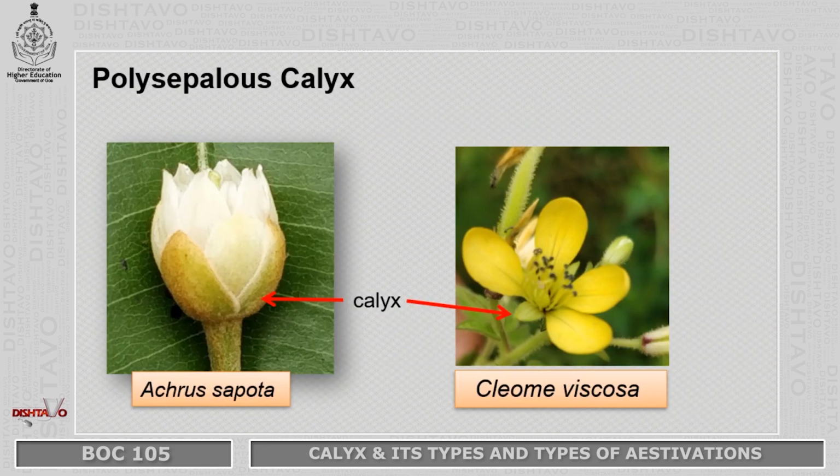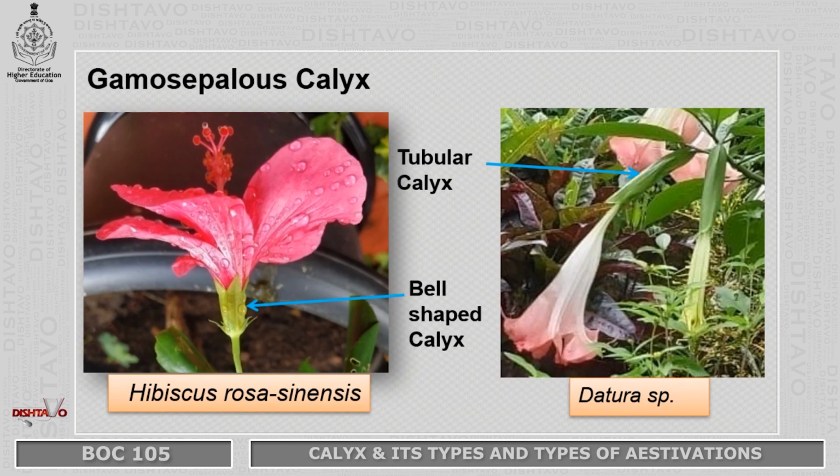These are the examples of the polysepalous calyx, that is Acacia sepiaria and Cleome viscosa. The examples of gamosepalous calyx are Hibiscus rosa sinensis and Datura. In Hibiscus rosa sinensis flower, the calyx is bell-shaped, and in Datura, the calyx is like a tube. The tube-like calyx is called as a tubular calyx.